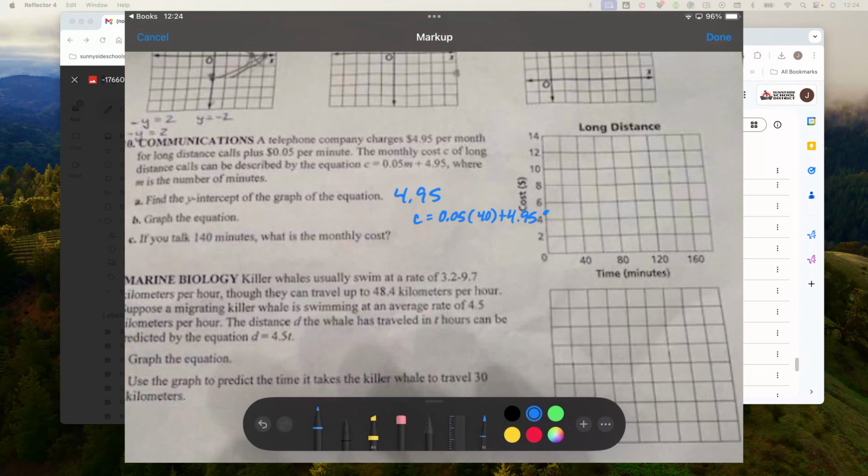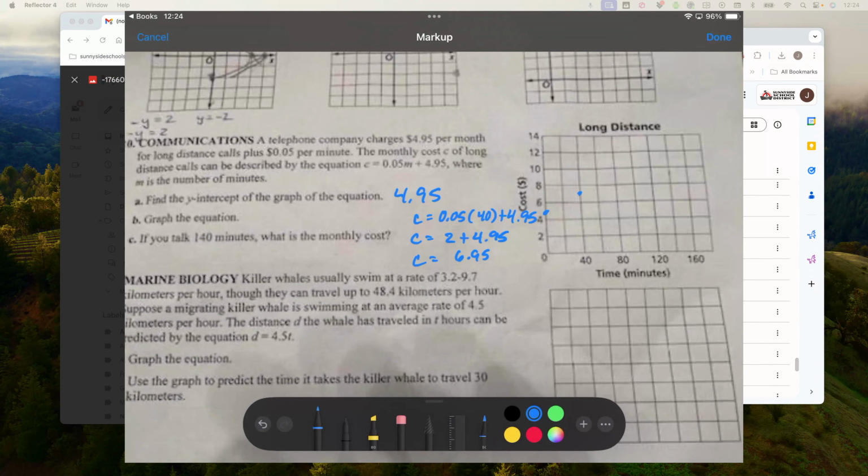I hope that you get a calculator to do this, because I'm certainly going to do it with a calculator. 0.05 times 40, I think it's 2. It is 2. So that would be 2 plus 4.95. So at 40 would be at 6.95. Again, I'm just guessing where 6.95 is. Like, how are you supposed to do this?